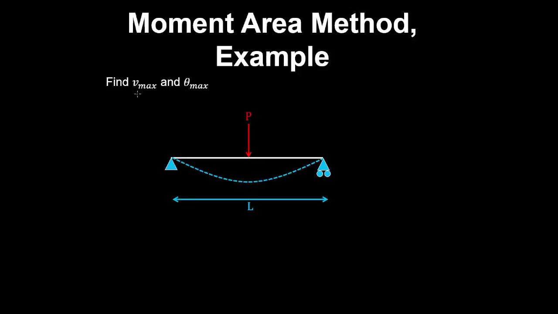Let's find the maximum deflection and rotation for this simply supported beam using the moment area method. And we know for this simply supported beam, the bending moment diagram is piecewise linear and has a magnitude of PL on 4 in the middle, and dividing through by EI gives the curvature diagram.